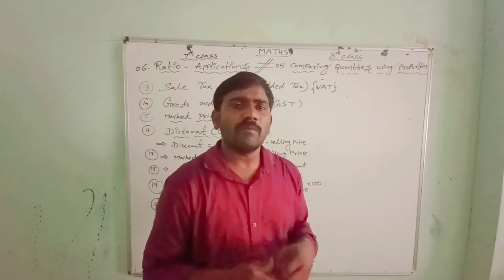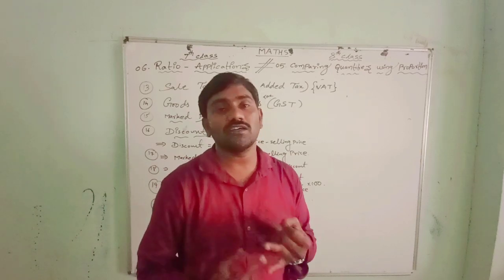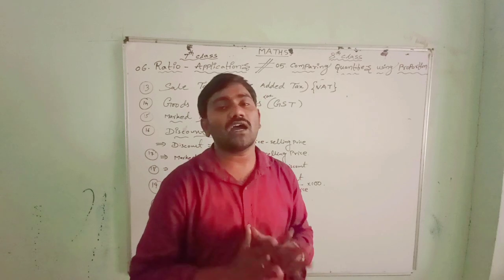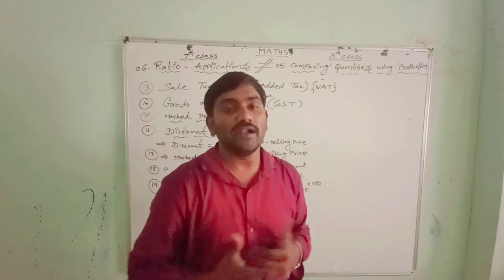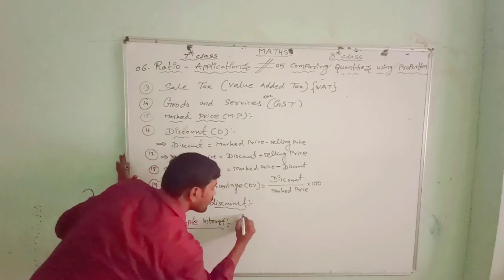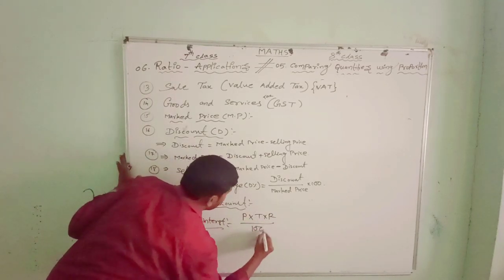Very few people, but everybody gives interest. Banks will give interest, the post office will give interest. Wherever you deposit amounts in the bank or post office, they will give interest. So the simple interest formula is P into T into R by 100.